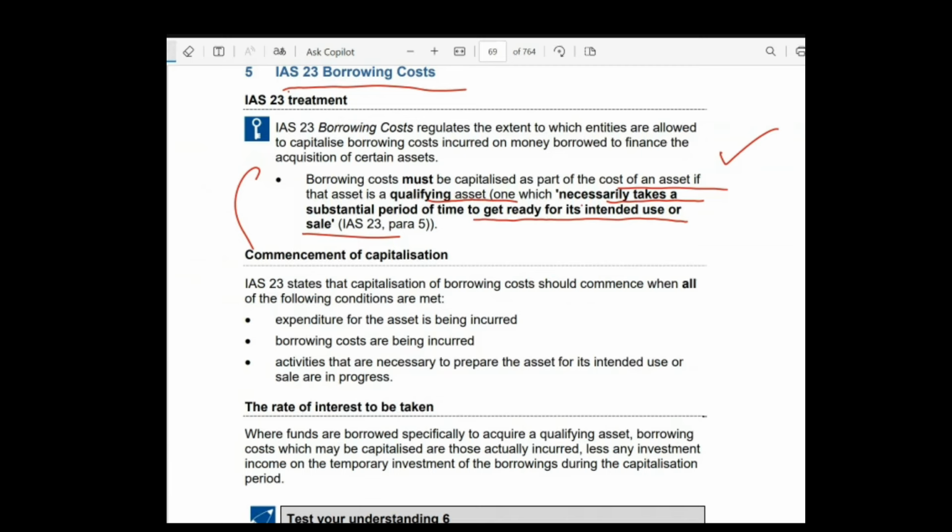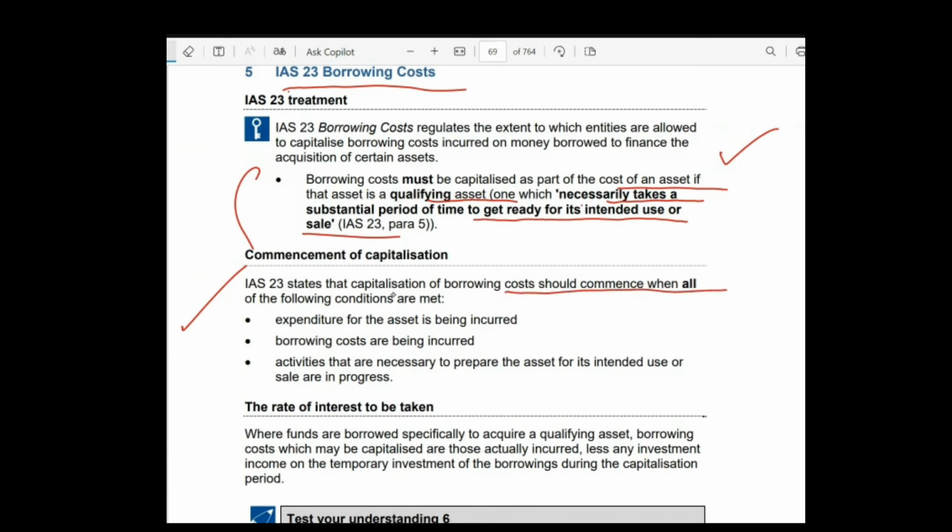So we'll go for an illustration, so it will clear your concept. How is it going to happen? If an entity had a 10 million 6% loan and a 2 million 8% loan, what will be the weighted average cost of borrowing, the weighted average cost of capital?